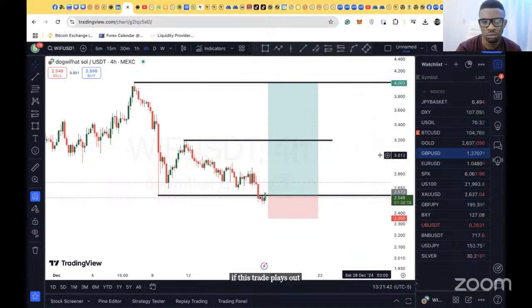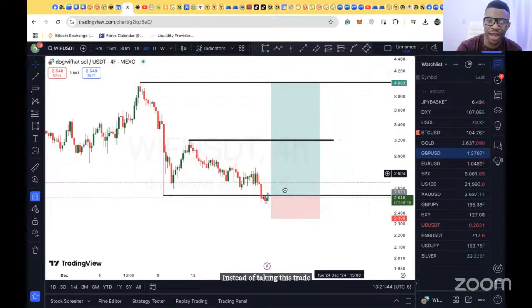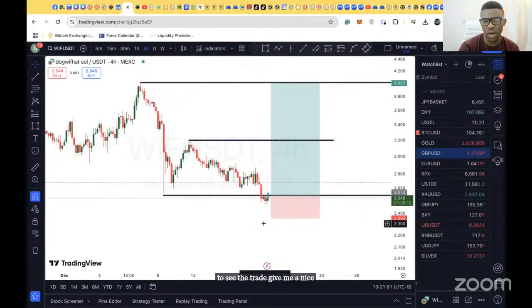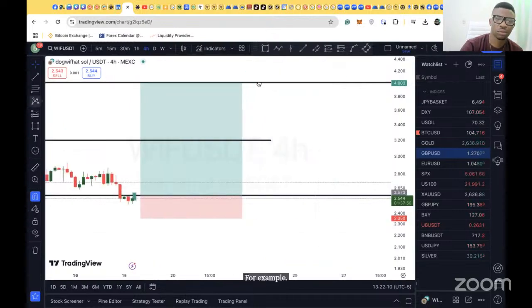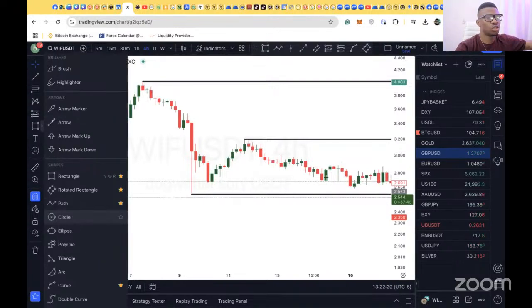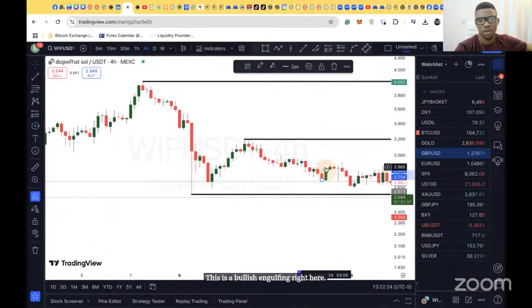But for me, instead of taking this trade, I have to wait to see the trade give me a nice reason to enter, or a nice signal to enter. Yesterday, I told you that when we're talking about signal, we may not always look out for bullish engulfing. For example, this is a bullish engulfing right here, if you look carefully.